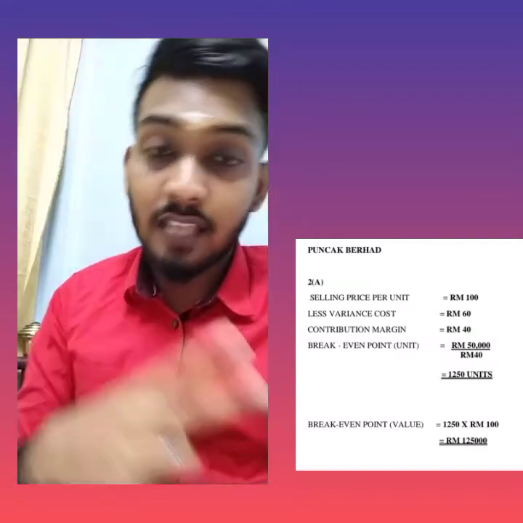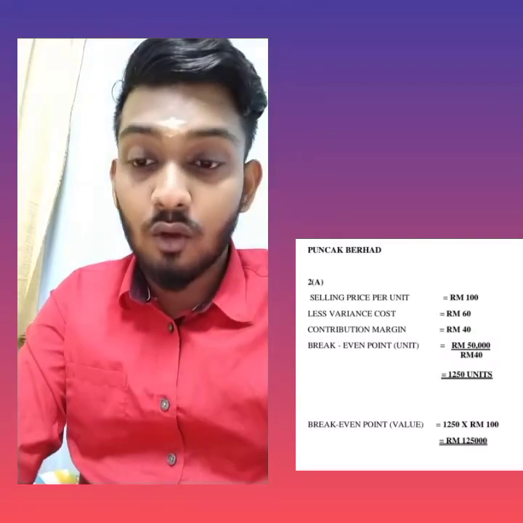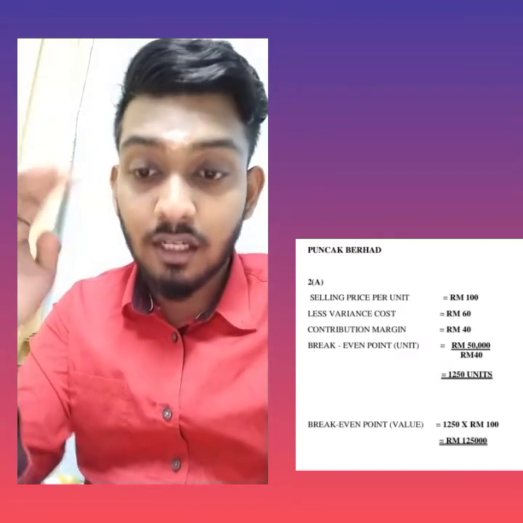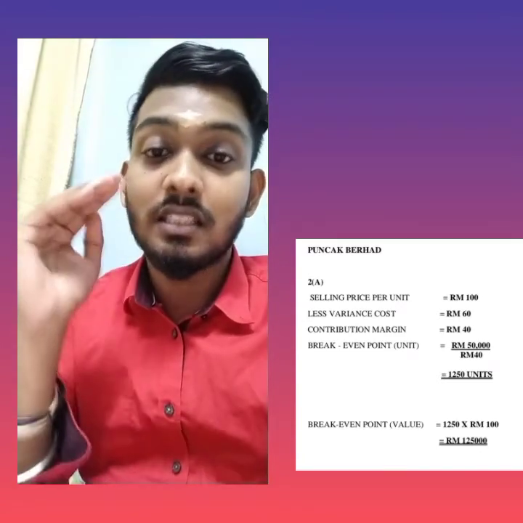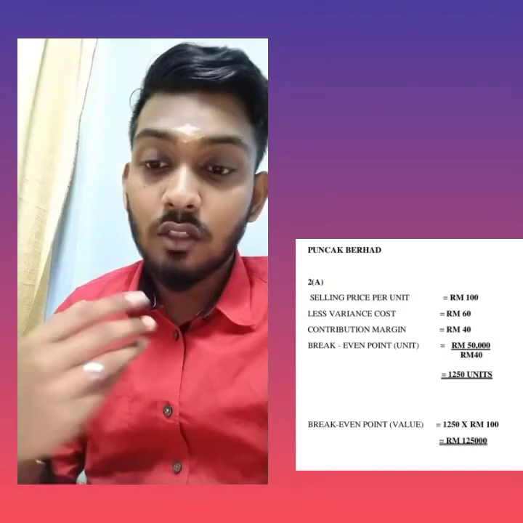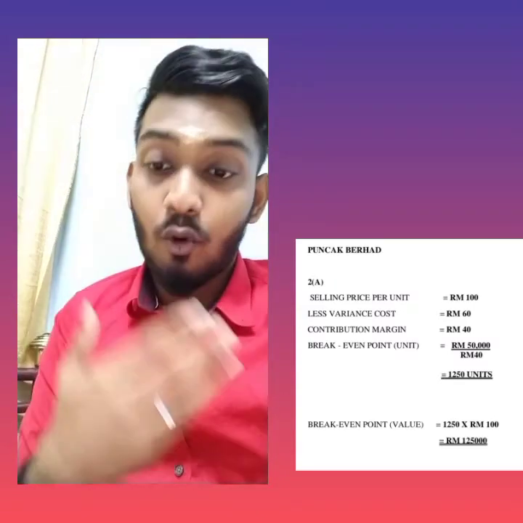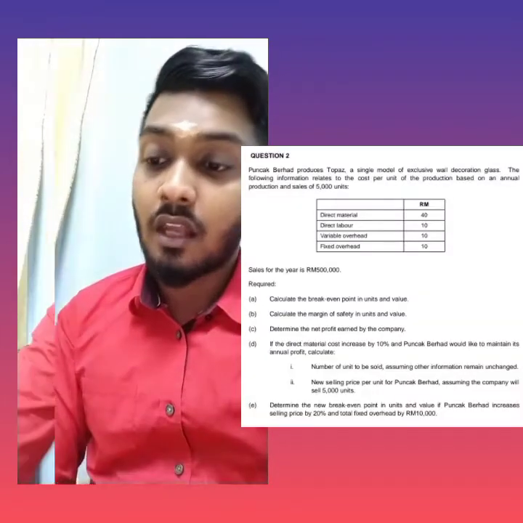And then the second is the break-even point value. The first answer, 1,250 units, times 100, which is the selling price per unit. So the break-even point value will be RM 125,000.